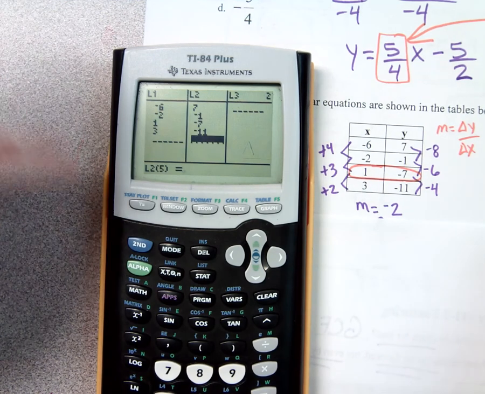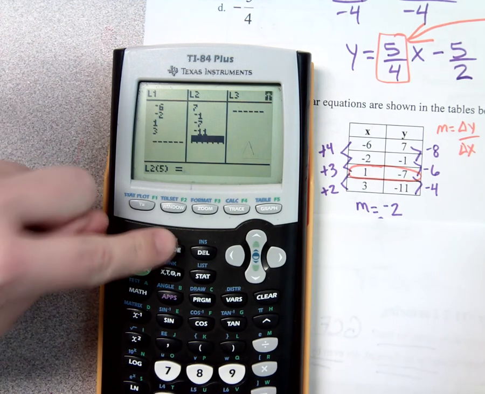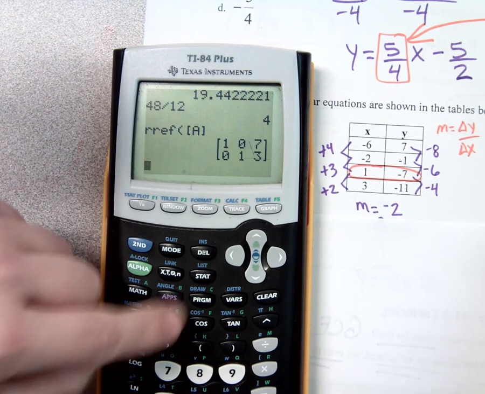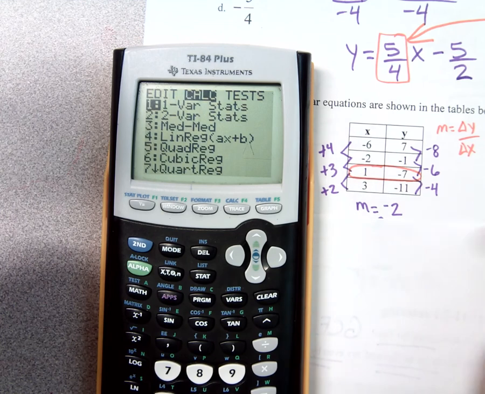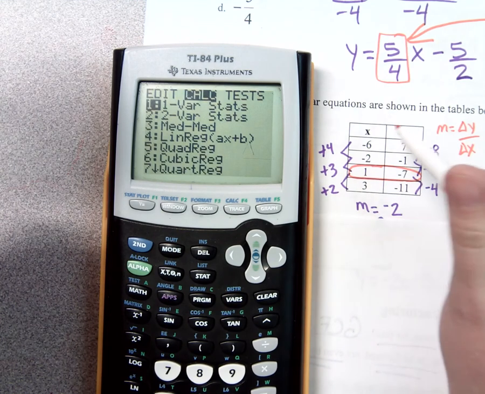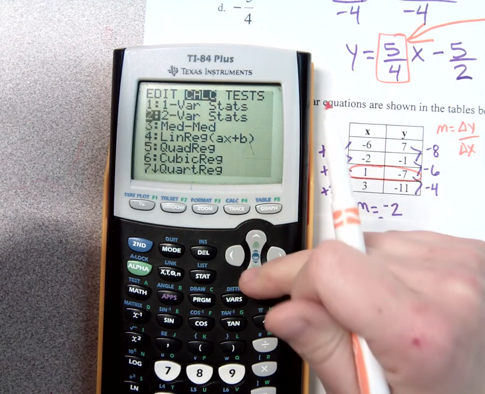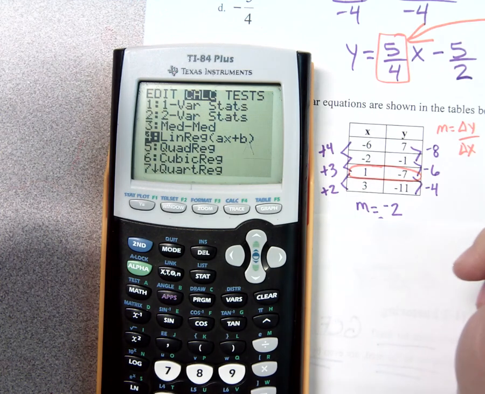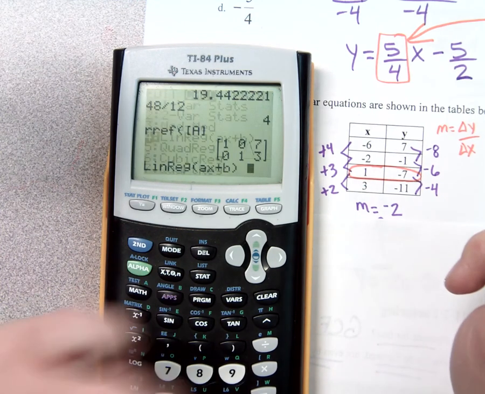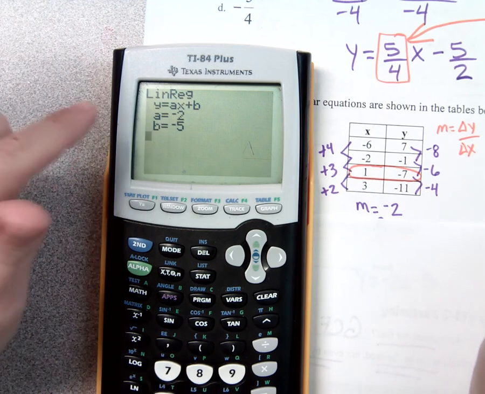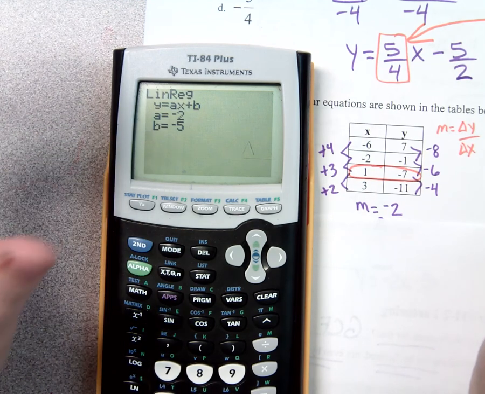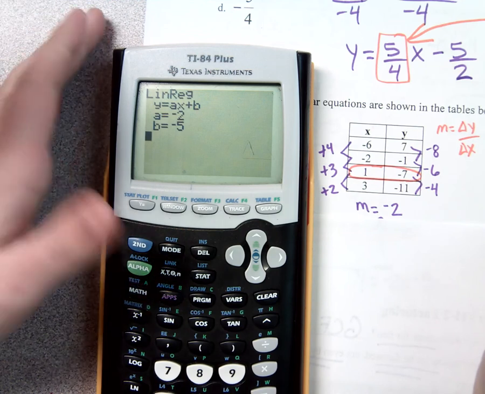Okay, I'm going to quit out of this screen. So second mode, second quit. I'm going to go back to the stat button. I arrow over to calculate, and I know that these are lines. And since they're lines, I'm going to go to number 4, lin reg. I'm going to hit enter. I'm going to hit enter one more time. And it looks like slope-intercept form, y equals mx plus b. They just use an a.